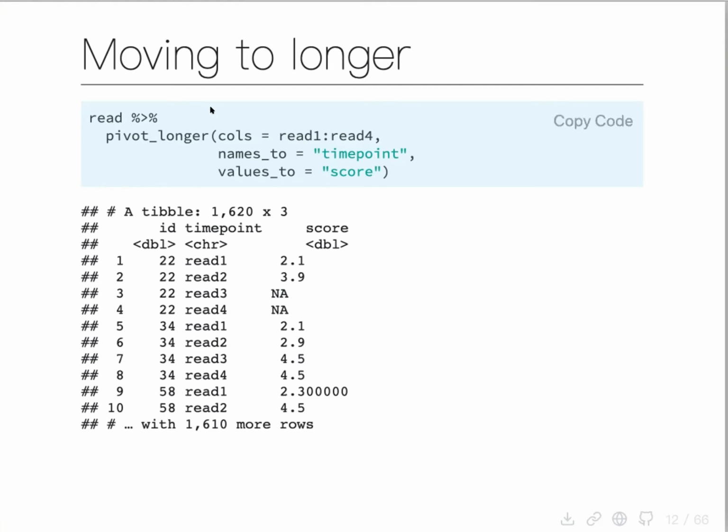And so what we do with this is we say pivot longer. So first we're going to pipe to it, right? So that the first argument of this is technically the data. But then we'll say the columns that we want to include in this pivot longer is read 1 to read 4. So all of those read columns.